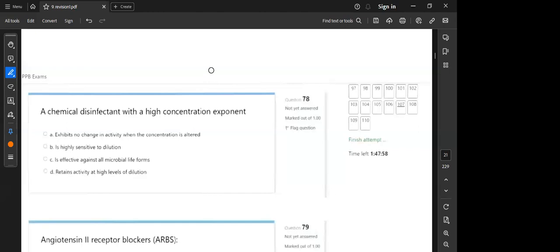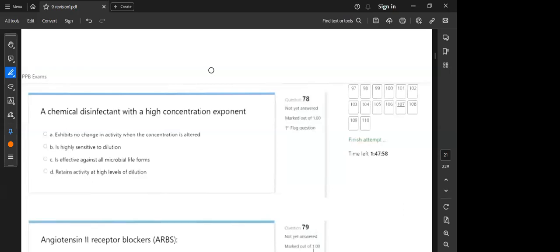I'm saying a chemical disinfectant, keeping in mind if you dilute, say, a bottle top in a bucket, and when you use the disinfectant as it is, can it still disinfect equally in both scenarios? I guess not. That's why I've gone with B, it's highly sensitive to dilution. Yeah, but I don't know.